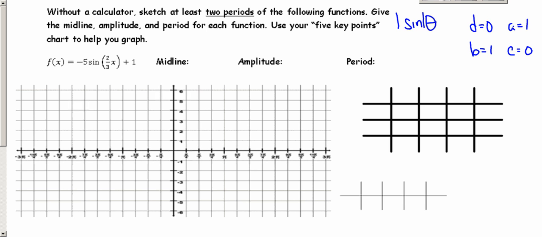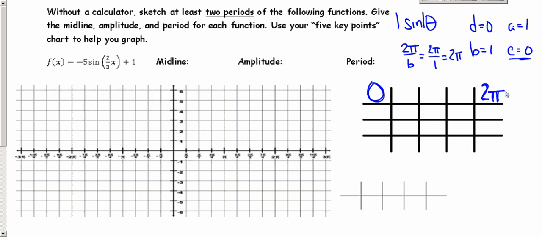So let's use those rules that we just got for a basic sine curve. The beginning of the period is at the c value, so there's a 0. Then I calculate the b. I do 2 pi over b, and since b is 1, the period is 2 pi. So this is where the period begins, this is where the period ends.